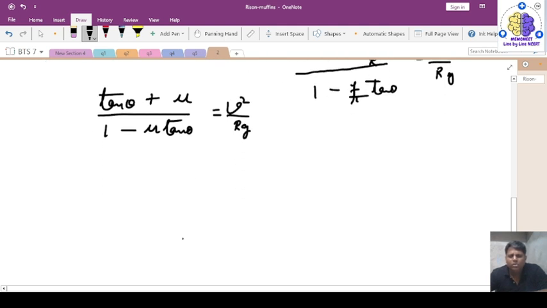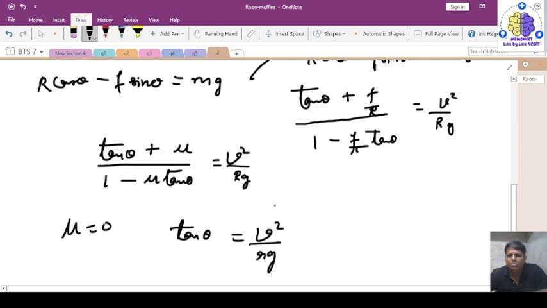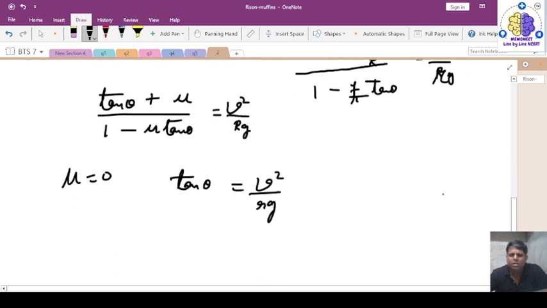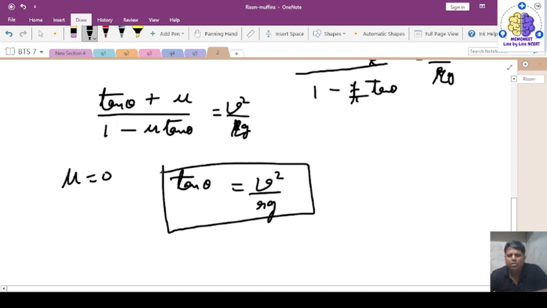Now, suppose the coefficient of friction mu is equal to 0, then in that case tan theta will be equal to v square upon rg. I'm sorry, here it will be small r. In two places where I wrote capital R, it will be small r, right? So tan theta is equal to v square upon rg.